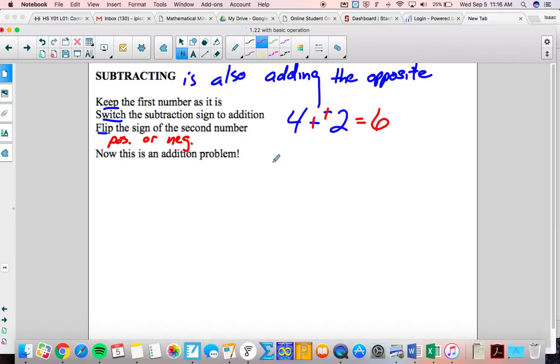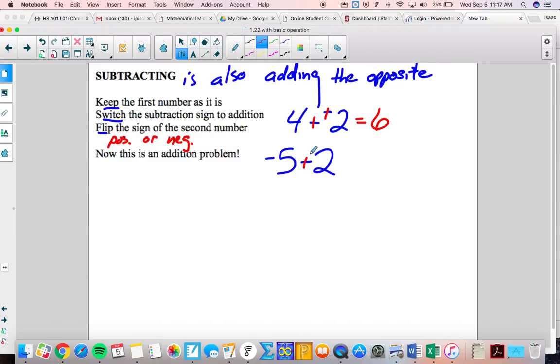Let's do another one. Negative 5 minus 2. We keep the first number as it is. So this negative 5 stays negative 5. We switch the subtraction sign to addition, and we flip the sign of the second number. This second number right here is a positive 2 because there's not a negative sign up there. But we need to flip the sign of the second number.